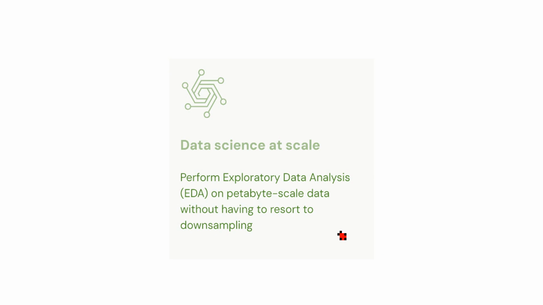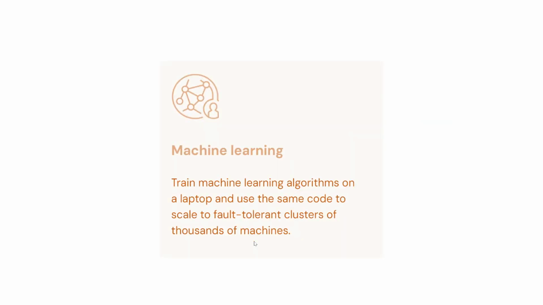That is the next feature, and the third feature is that Apache Spark is used for data science at scale. It's for large or bigger data, where we can perform exploratory data analysis (EDA) on petabyte-scale data without having to resort to down-sampling.